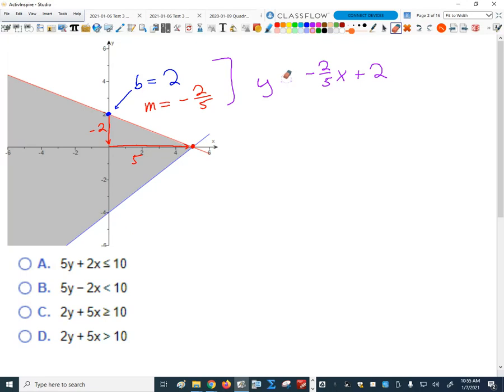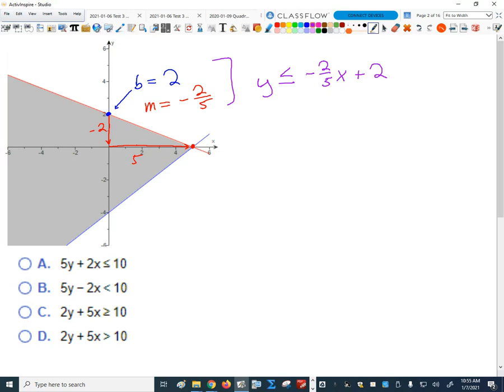What would I have to do? Replace the equal sign with what? What do you think? Akira, what would I have to replace the equal sign with? Less than. And it looks like the boundary line is solid, so or equal to, less than or equal to. There you go, less than or equal to. Good. Okay, so there's my line, but it's just not in standard form.